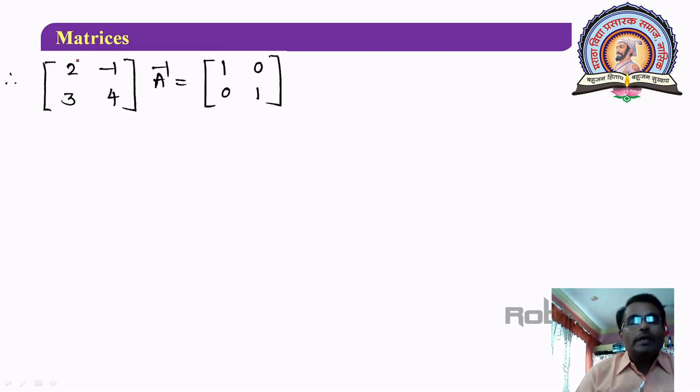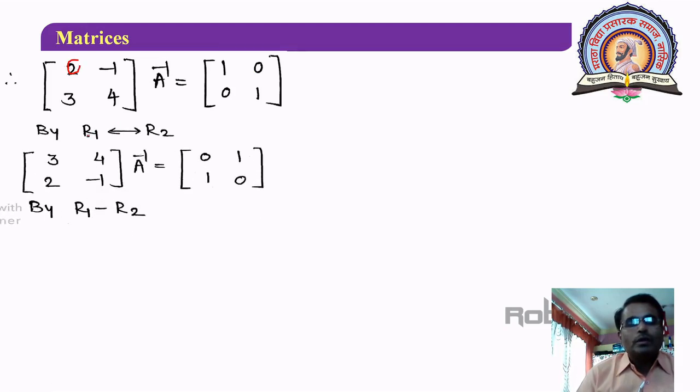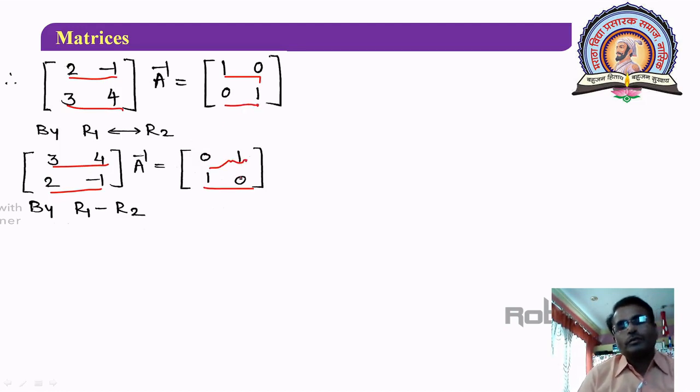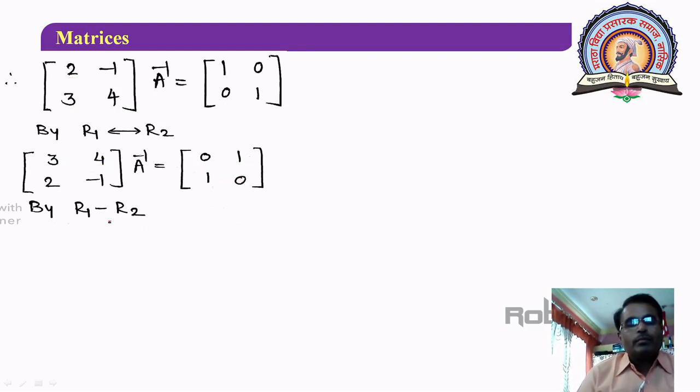Now if you want to make this 1, see what type of operation we are going to use. We are just interchanging R1 and R2. So if we interchange R1 and R2, this first row appears as the second row and the second row appears as the first row. The same thing happens here also. Is that clear? Okay. Then in the next step, you have to convert this element to 1.